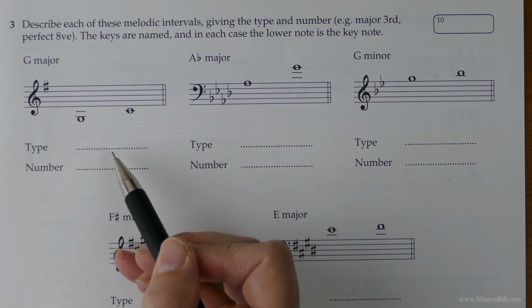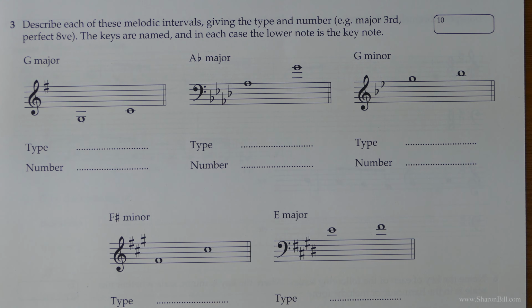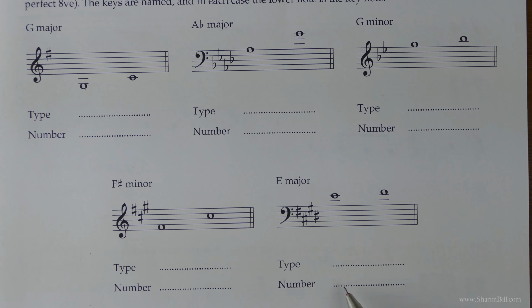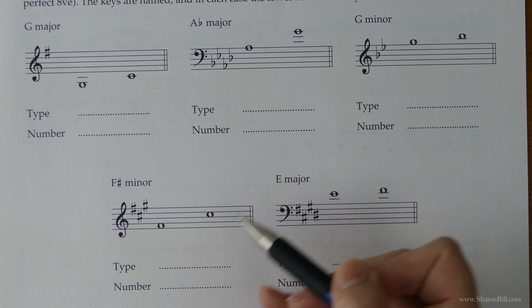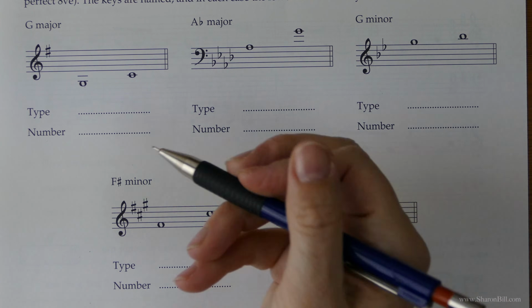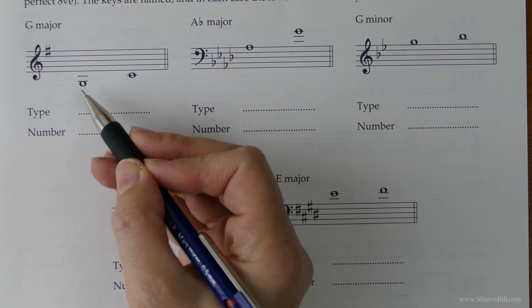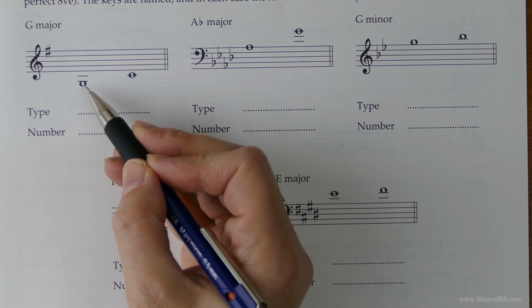major, minor or perfect. Okay, so if you can just get the number, that's half marks straight away, and then this is the rest of the half marks. So half marks is pretty easy, and then we've got to put our thinking caps on for the remainder of those 10 points. So we're in G major, we're counting from G each time.